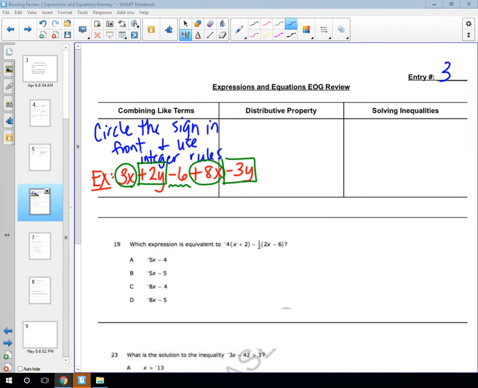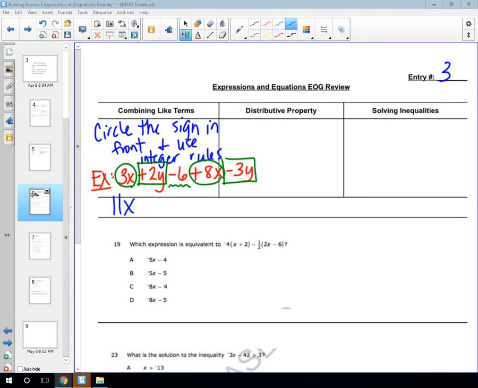Now we need to use our integer rules to combine them. Let's start with the x's. We have 3x plus 8x. Both of those are positive and you're just adding. So 3x plus 8x, we have 11x. And then you have the positive 2y, and then we see that minus 3y.